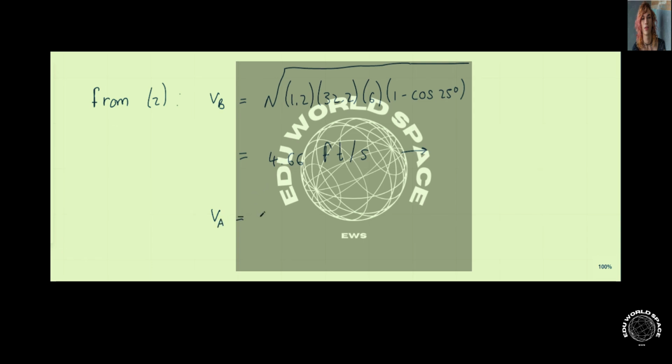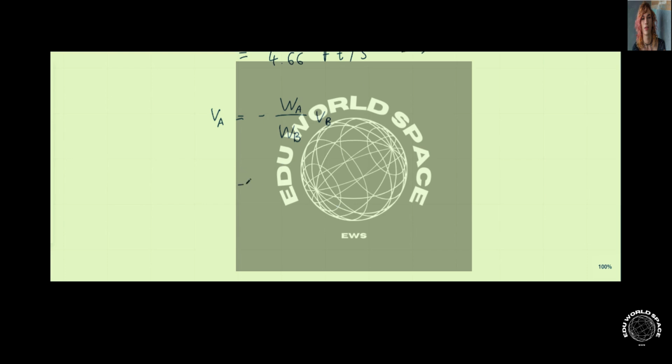And v_A, we said, is simply minus W_B over W_A, since the common factor is g, times v_B, and again we have these values, so that's minus 40 pounds over 60 pounds times v_B, which we calculated to be 4.66, and hence v_A, the speed of the cart as v_B passes under it, is equal to 3.11 feet per second, also horizontally to the right.